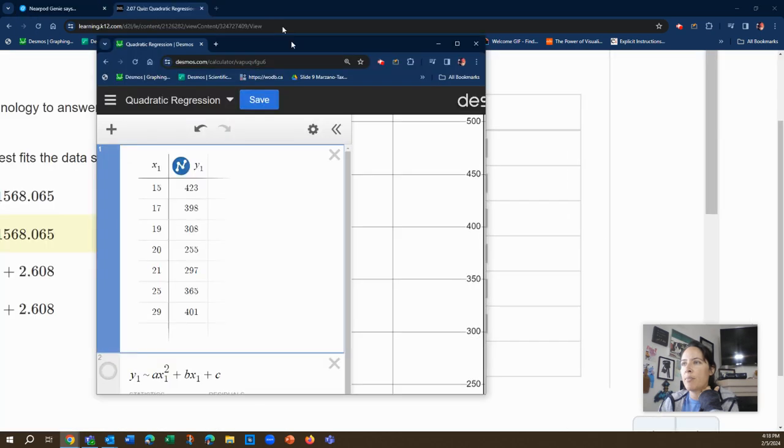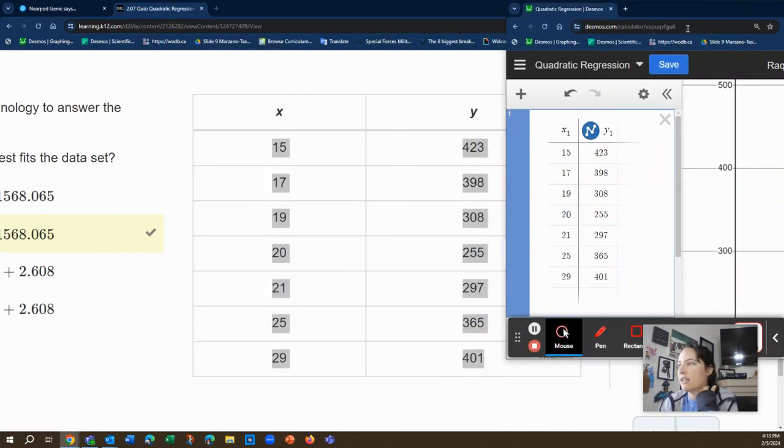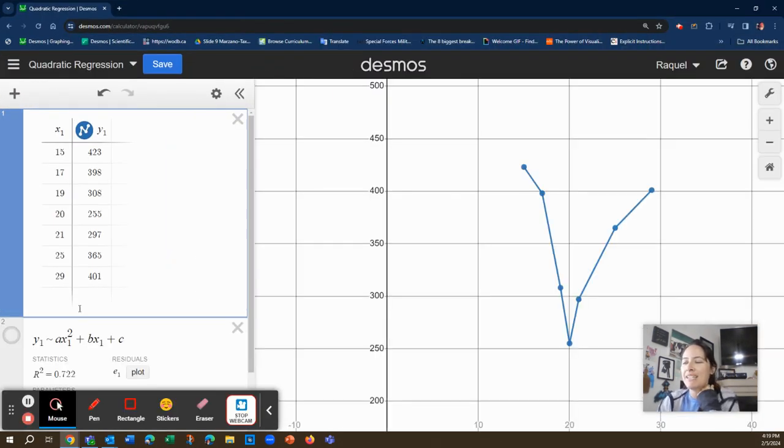Let me check our points to make sure it did it correctly. 15, 423, 17. I don't know why it did it and didn't do it the last 2 times, so you might have to type them. But like I said, I am lazy. I don't want to type them. What I had to do though, technology, 21st century skills, I had to adjust this. Things are going to go wrong. Play with it. This has to match.